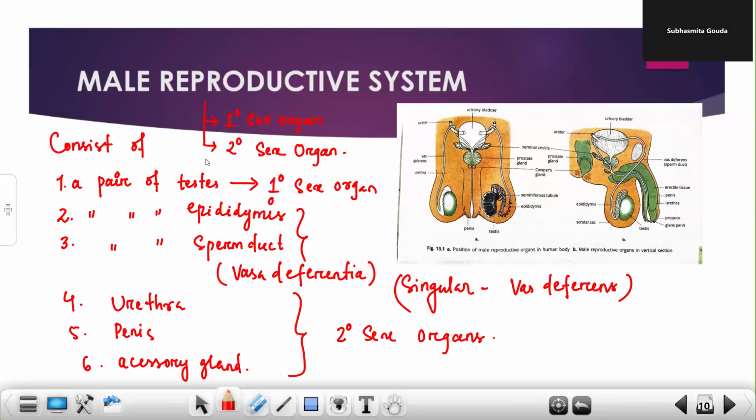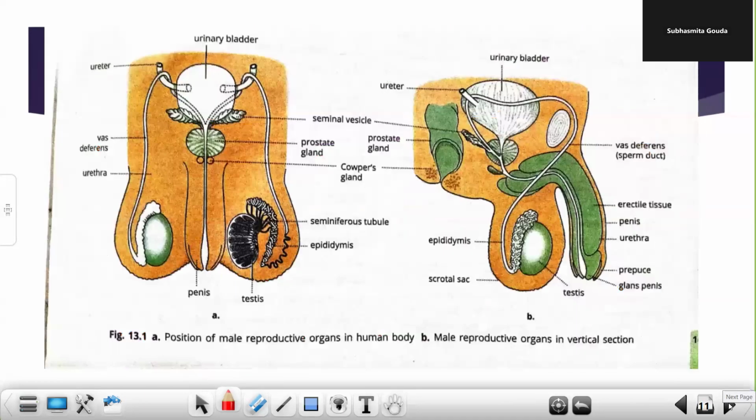Next, we will discuss the function of these parts. First is the testis. This is the testis, and a pair of testes means this is one and another one is there. Next is the epididymis, the coiled structure. This one, and here is also a coiled structure. It's called the epididymis. And the third one is the sperm duct, the vas deferens.